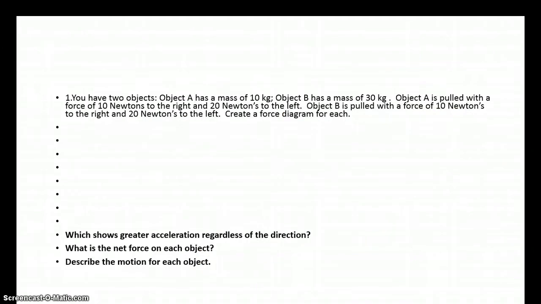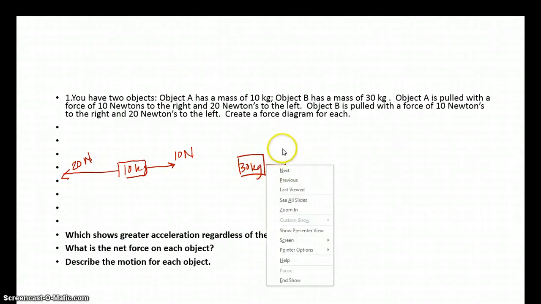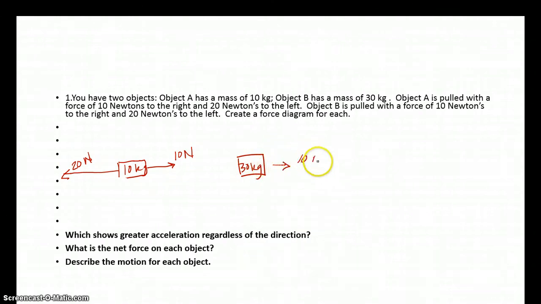Okay? So let's do one more, the last one, and that is being able to draw force diagrams, actually the last two, between two objects. So I have here an object A, has a mass of 10 kilograms. I'll just draw it like this. Object B has a mass of 30 kilograms. And it tells me that object A is pulled with a force of 10 newtons to the right. So we have a force of 10 newtons over here, and it has a force of 20 newtons, so I have to make that vector double as long, 20 newtons to the left.